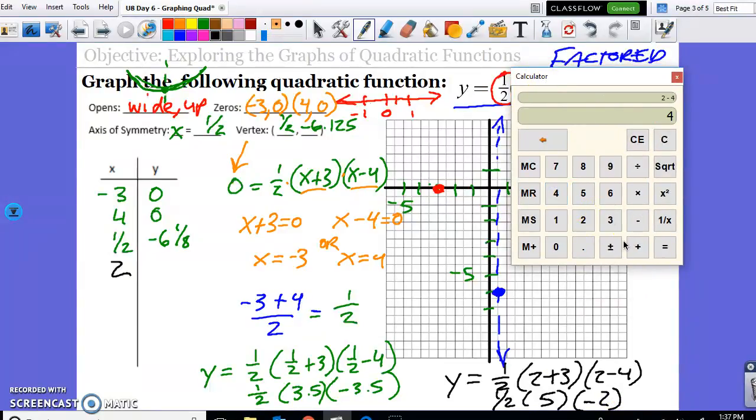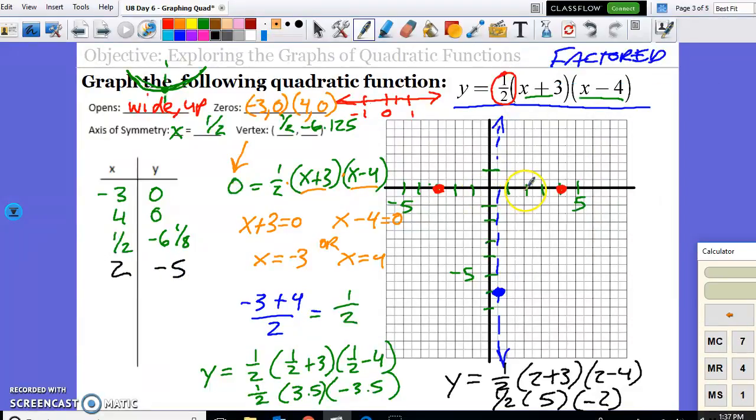2 minus 4, okay, just double checking. I did 2 minus 4, there we go, -2. So then I'm going to multiply that by 5, and then multiply by 0.5 again. So I get -5. When I put 2 in for x, I get -5 out for y. So 2 in for x, -5 for y, right there.